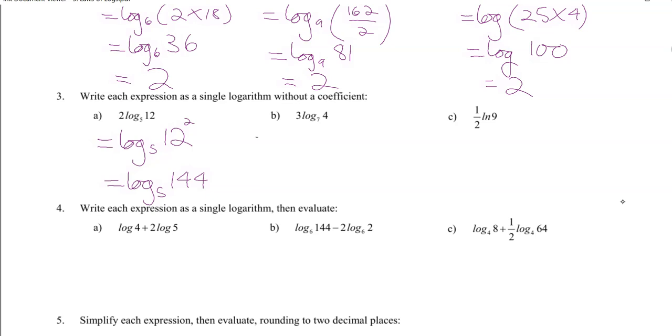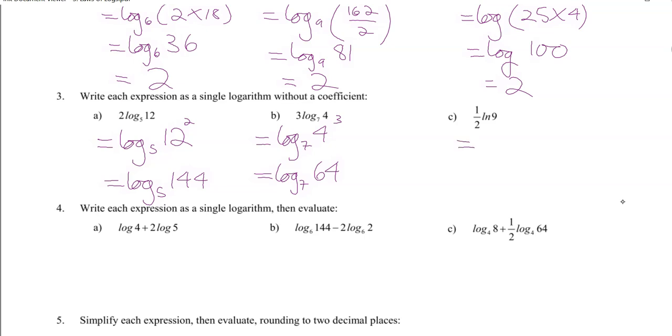Okay, what do we do with the 3? Okay, comes to power, and 4 cubed is 64. So writing it as a single log, with no coefficient, 3 times the log base 7 of 4 is the log base 7 of 4 cubed, or log base 7 of 64.